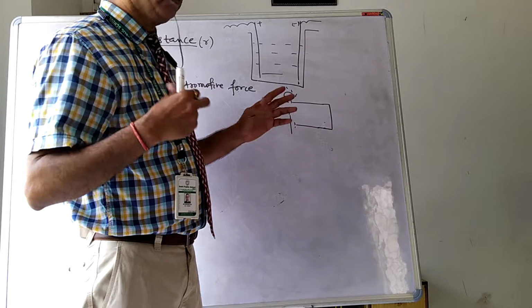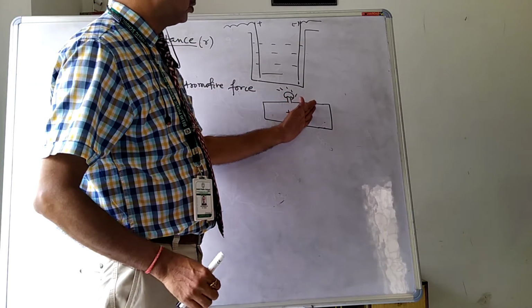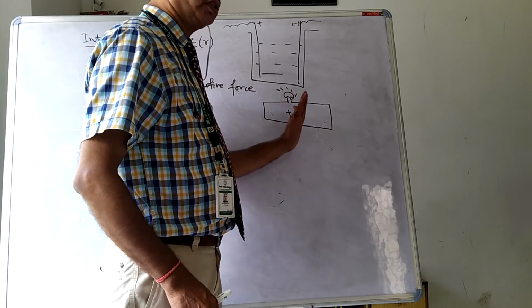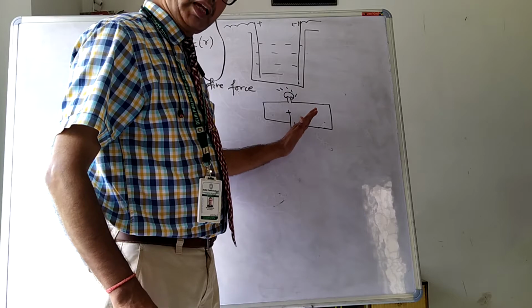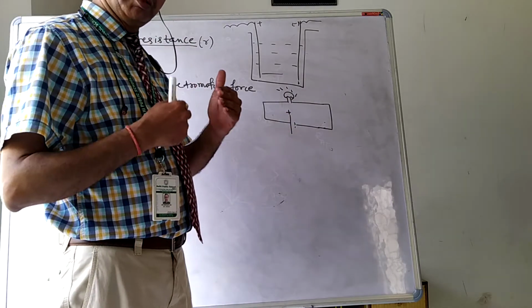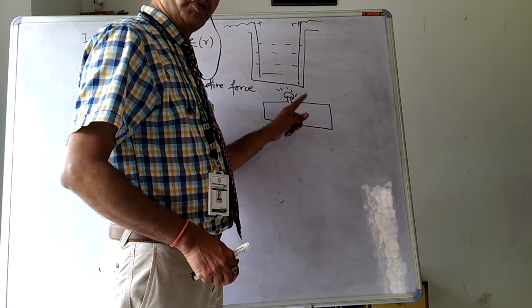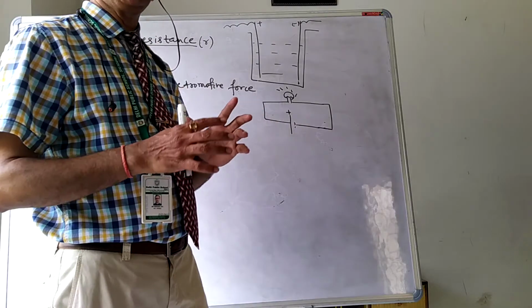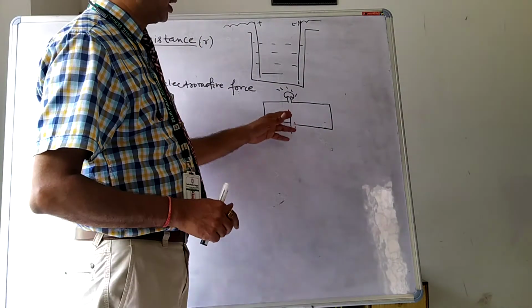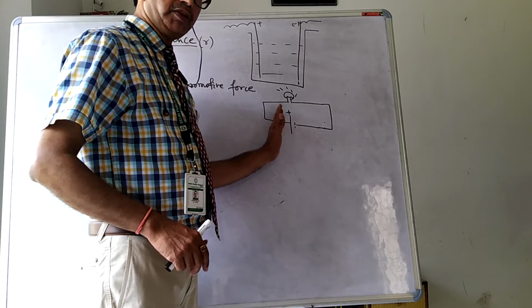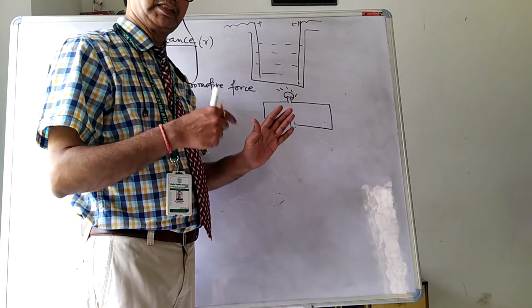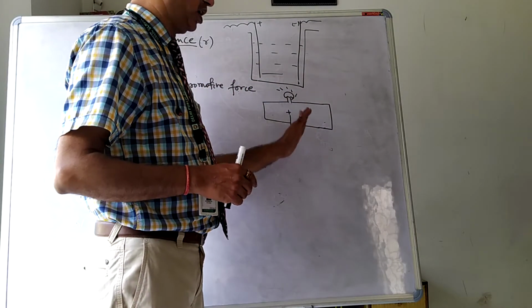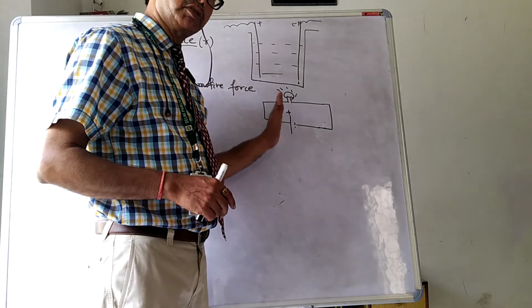For that reason, we will have to do some work. We will have to do work on those electrons to move them from the positive plate to the negative plate, that is anode to cathode, inside the cell. Or in other words, to move positive charges from the negative plate to the positive plate. So what is E.M.F? It is the amount of work done to carry the electrons from the positive plate to the negative plate inside the cell, or the amount of work done to carry the positive charge from the negative plate to the positive plate.